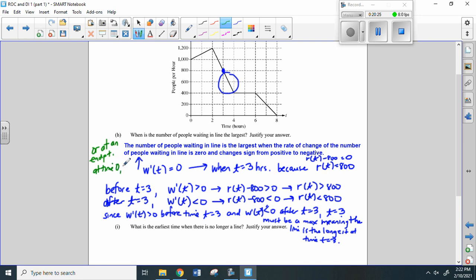All right, at time 0, there are 700 people in line. I'm running out of space, but at time 0, there's 700 people in line. So this is bigger than that. And at the end, when the park closes, there shouldn't be anybody waiting in line. And so it's got to be at that relative max, okay? And yes, technically you should include all of that in your explanation.